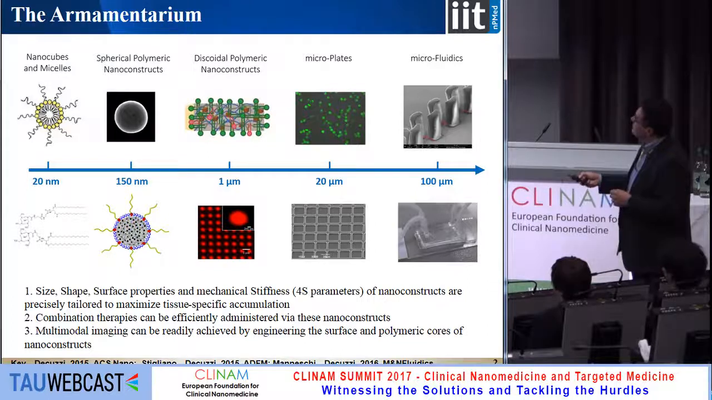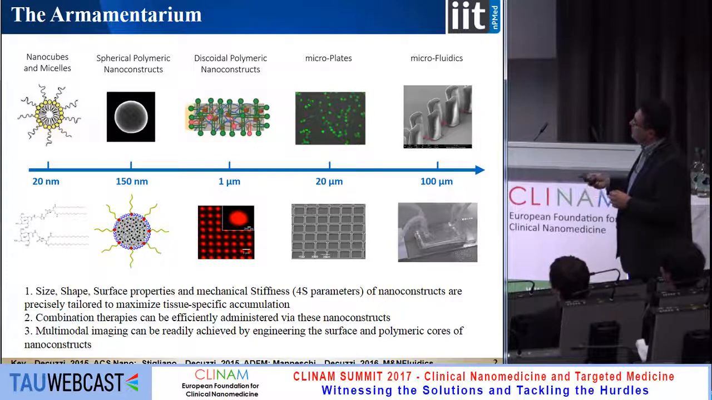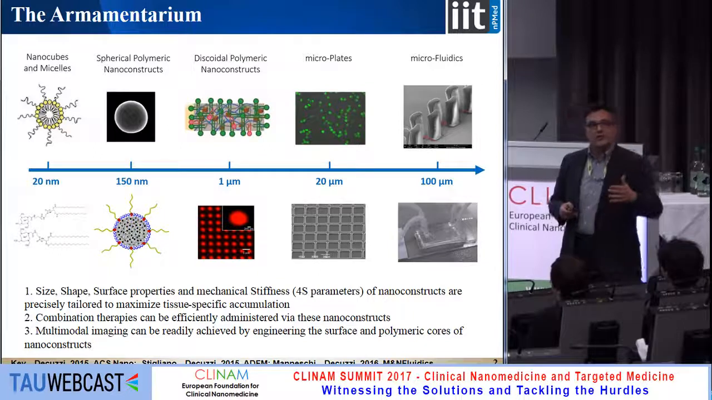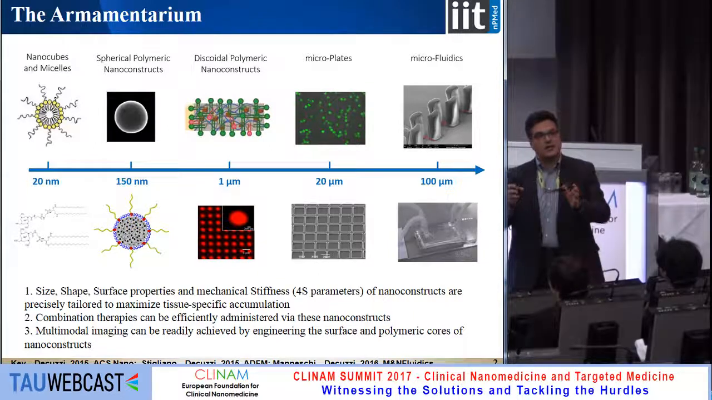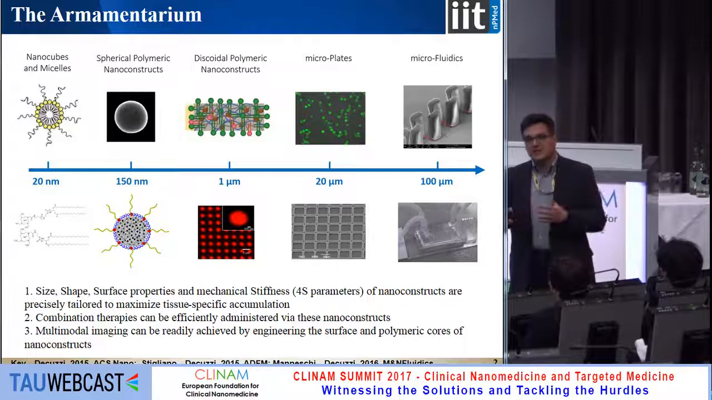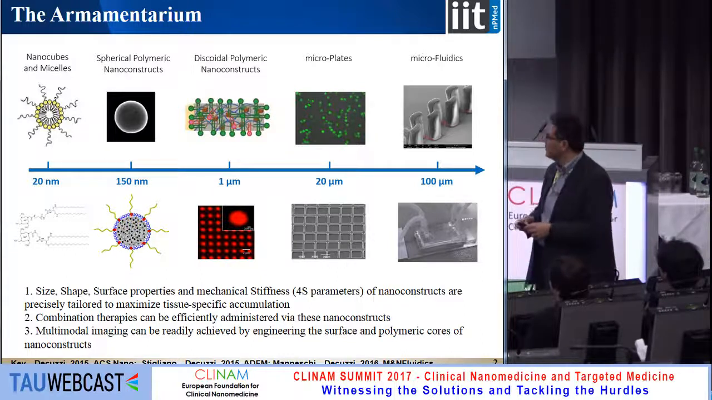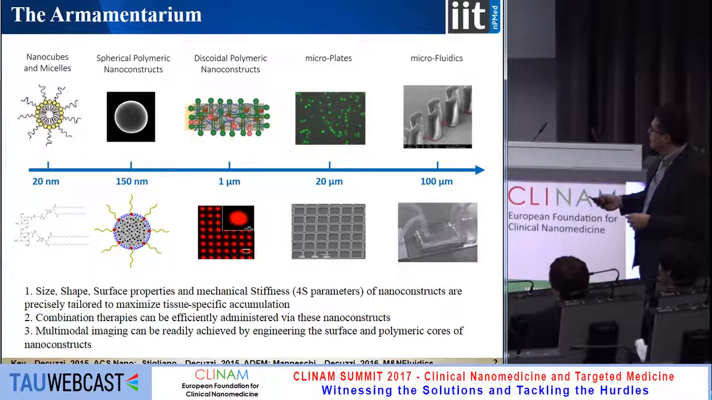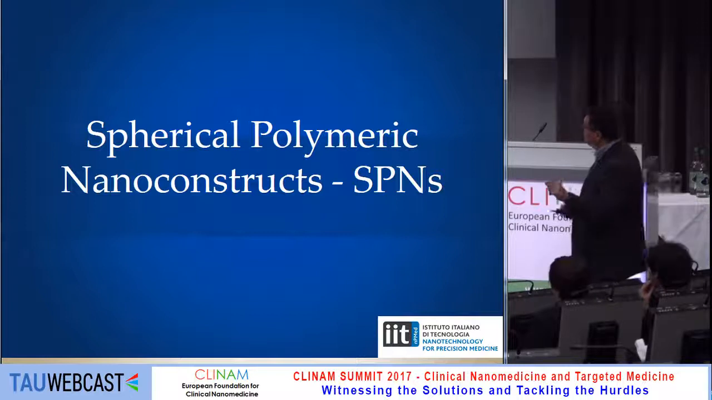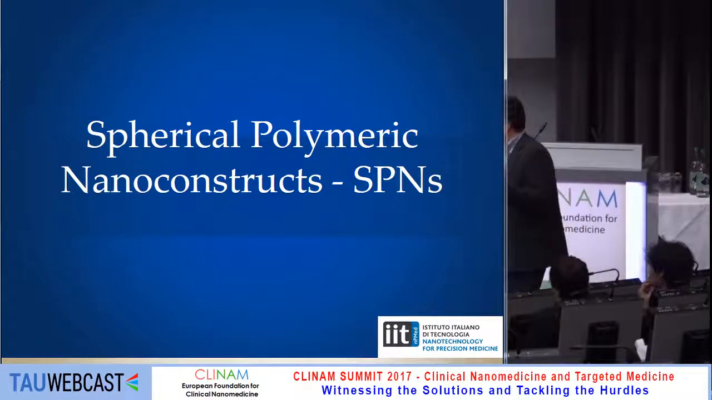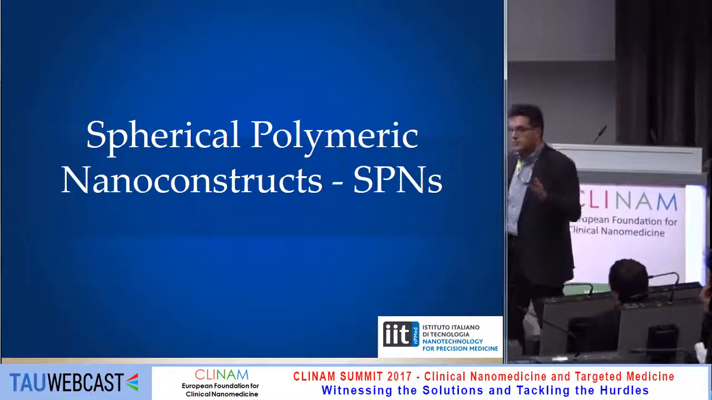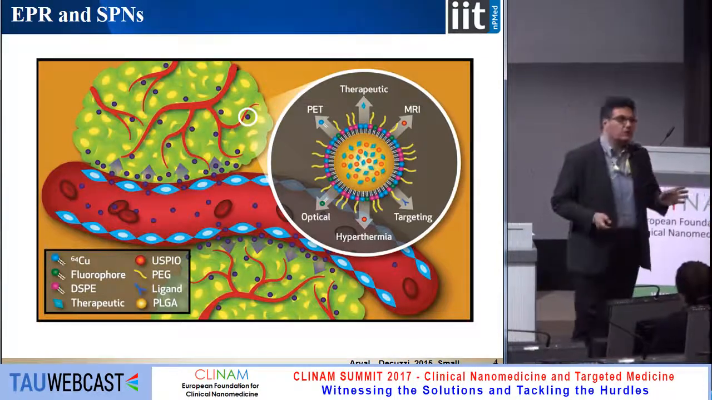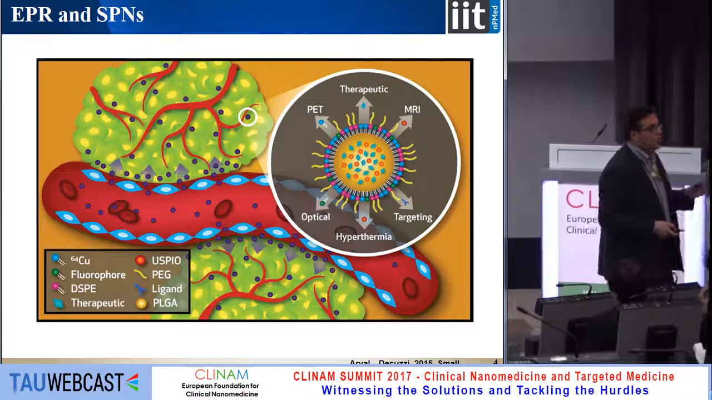So small nanoparticles, nanocubes and micelles, very small, 20 nanometers. Then the conventional nanoparticles that we call spherical polymeric nanoconstructs, and the discoidal polymeric nanoconstructs in the size of 1 micron or so. These are similar to platelets. They actually tend to work like platelets. And then a number of systems that I'm not going to talk about, but they are actually displayed in the posters. So I'll tell you a few stories in the next 6 minutes or so regarding the spherical polymeric and the discoidal polymeric nanoconstructs.